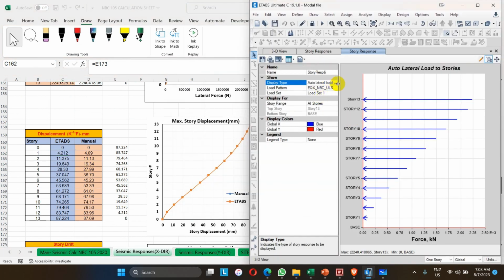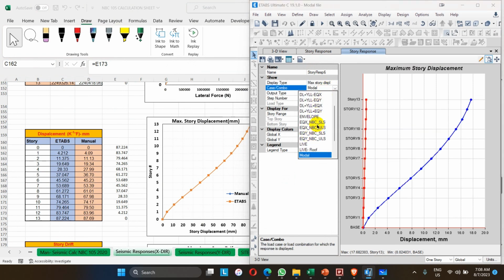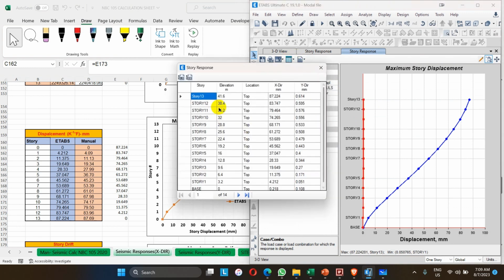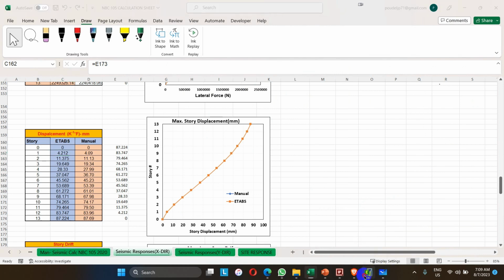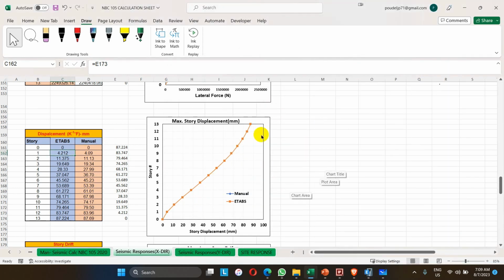So from here, go to Maximum Story Displacement with the case ultimate limit state in EQX, and let me go to the formatted table. Here, 87.224 mm is the story displacement for the 13th story. Similarly, for story 1 it is 4.212, which is similar to the manual calculation. So if we compare the results, we get exactly the same values, overlapping with the ETABS values. The manual calculation is overlapping with the ETABS value for all the stories.